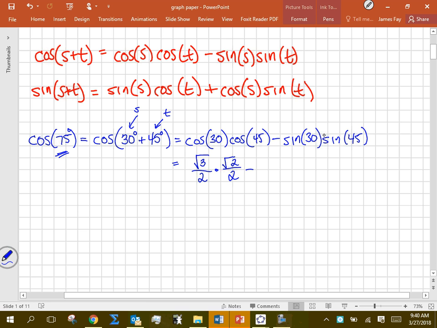Okay? Sine of 30 is 1/2. Sine of 45, radical 2 over 2. You can do that multiplication. That gives you radical 6 over 4 minus radical 2 over 4. So that's actually root 6 minus root 2, all over 4.